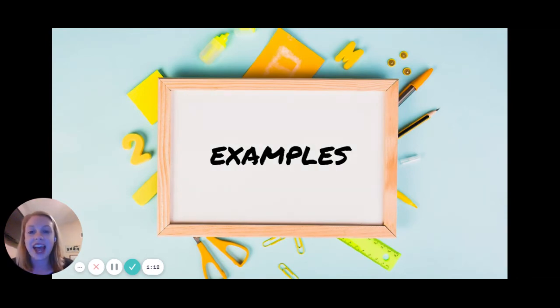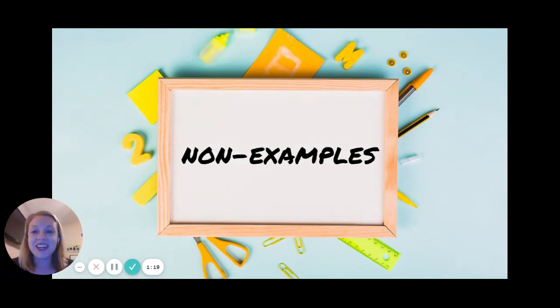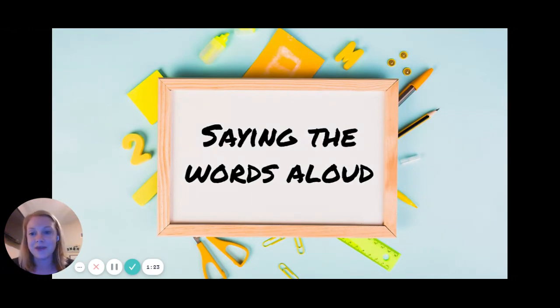Using examples and using the word in a sentence, like, I knew Jill was upset when her lips started to quiver. Giving non-examples and antonyms. The opposite of quiver is stillness.